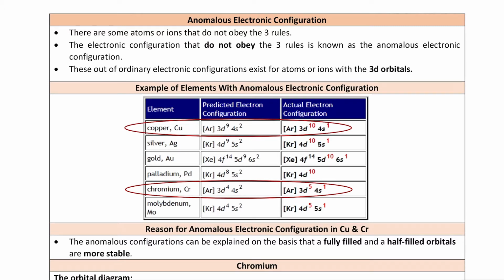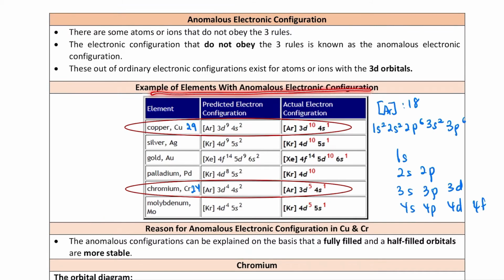Okay, so jom kita tengok example of element with anomalous electronic configuration. Okay, so in this table adalah semua anomalous electronic configuration yang ada lah. Okay, tapi don't worry. Okay, you just need to remember copper and chromium sahaja. Itu yang diminta dalam syllabus kamu. Okay, so let us look at this table. So basically this is all the elements.